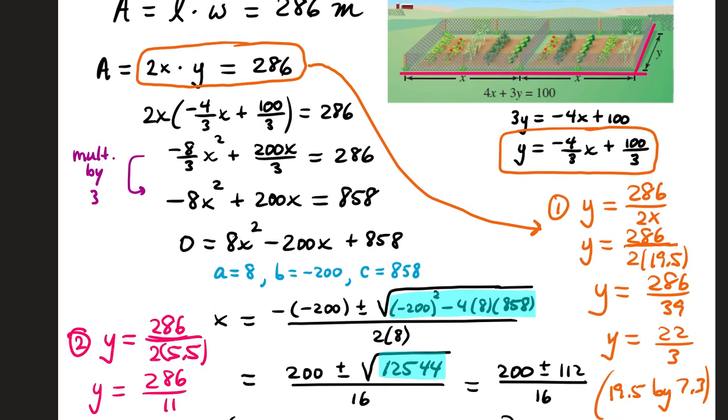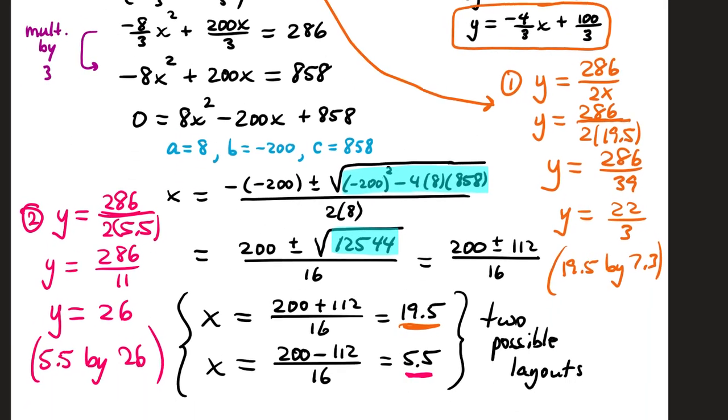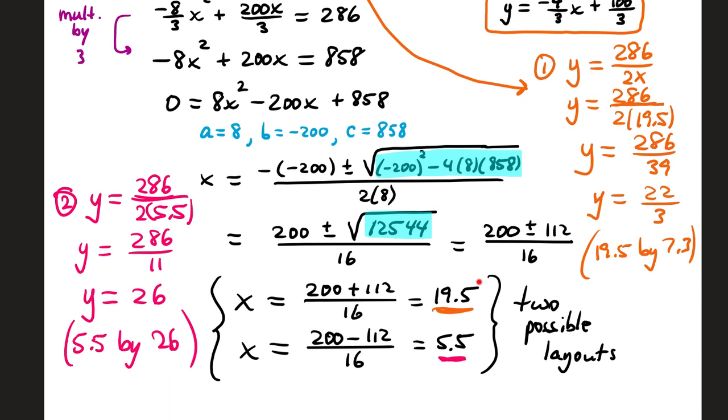If you look at your area formula, 2x times y is equal to 286. I'm going to draw an arrow down here. Okay, so let's take 19.5, plug it in for x. 286 divided by 2 times 19.5, that's 286 over 39, 22 over 3 when you reduce. 22 thirds is 7.3 repeating. So one layout would be where your x's are 19.5 and your y is 7.3. And these again are in meters.